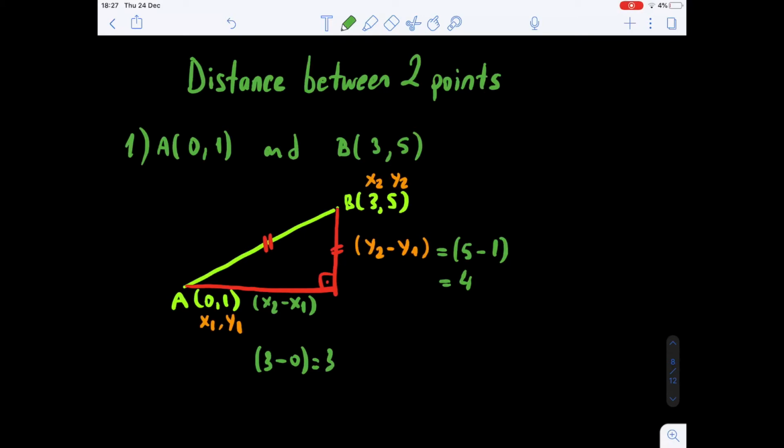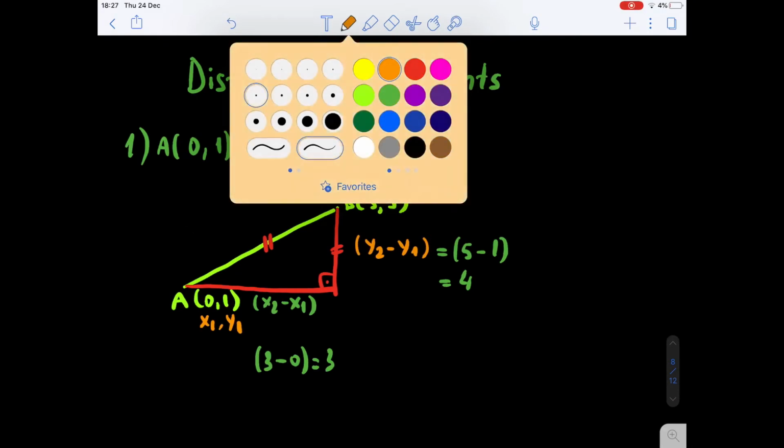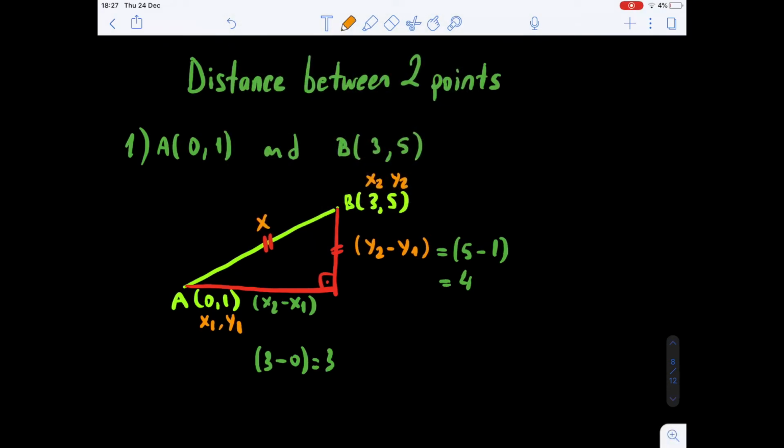So we apply, the longest side, which is the hypotenuse. I'm going to write here x. So x squared equals 4 squared plus 3 squared. So it's going to be 25 here. X squared equals 25. X will be.